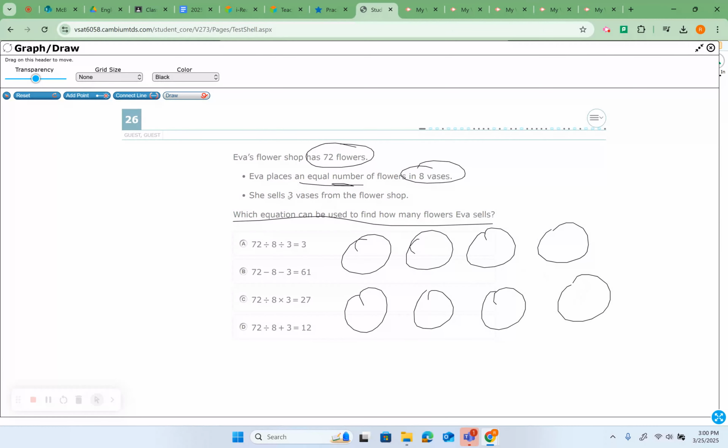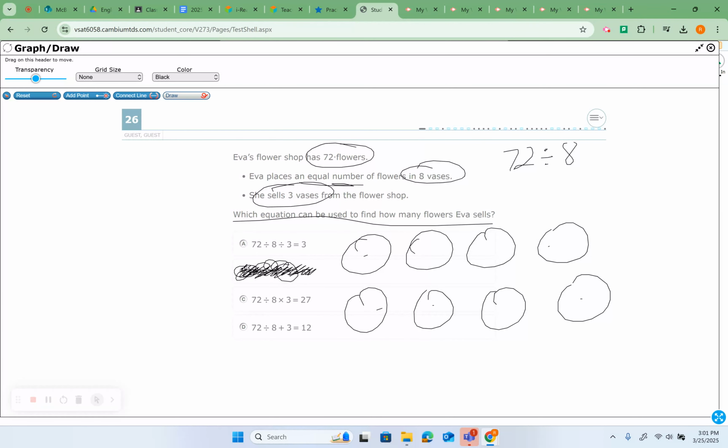Right. The key, I think, the killer here for the kids will be that she sells 3 vases. So everybody's going to assume that's going to be minus 3. But we've got to be careful there because we've got to draw this out. So I'm drawing it out. I got 8 vases and I got 72 flowers distributed equally in all of these. That means 72 divided by 8. That's the first thing I need to do, which cancels this one out because it's double subtraction.